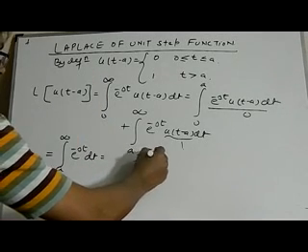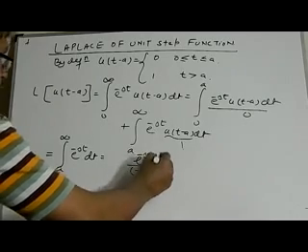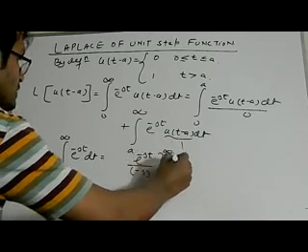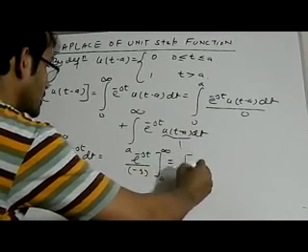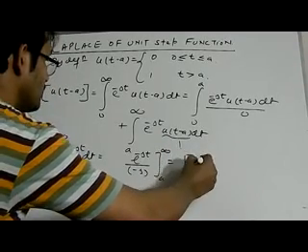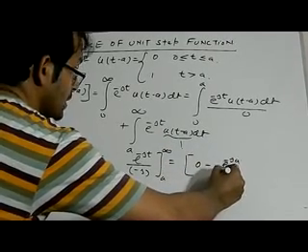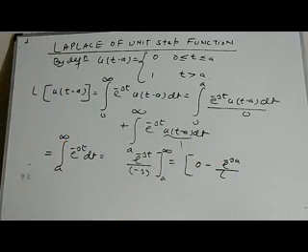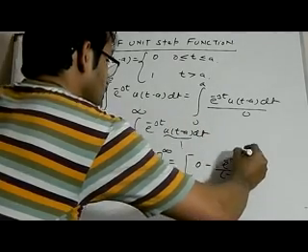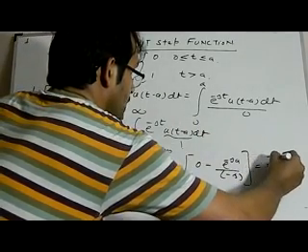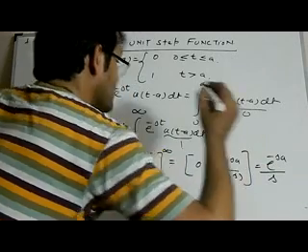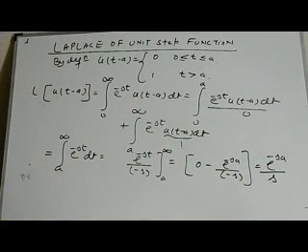Now if I integrate it, then what will I get? e to the power minus st by minus s, from a to infinity. That is nothing but, at infinity it is 0, minus e to the power minus sa by minus s. So it is nothing but e to the power minus sa by s. So this is the Laplace transformation of the Heaviside unit step function.